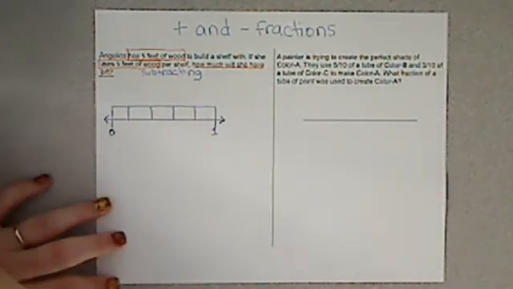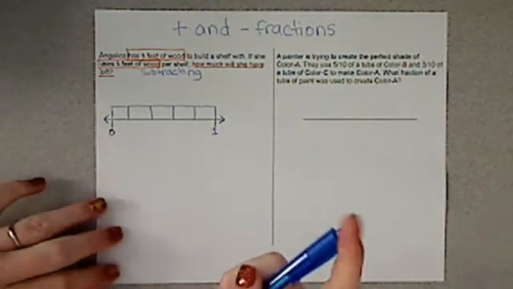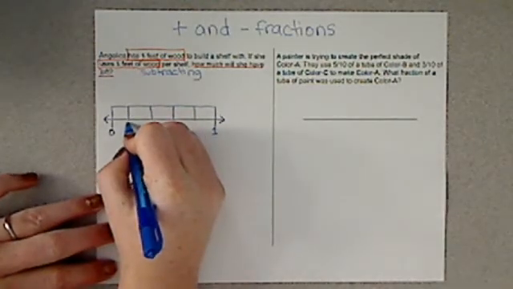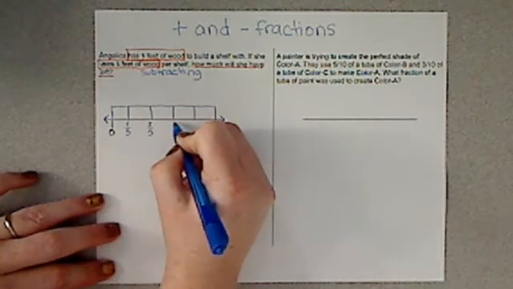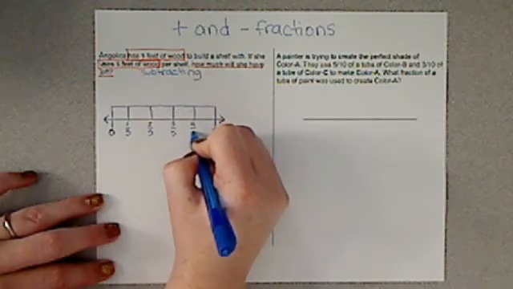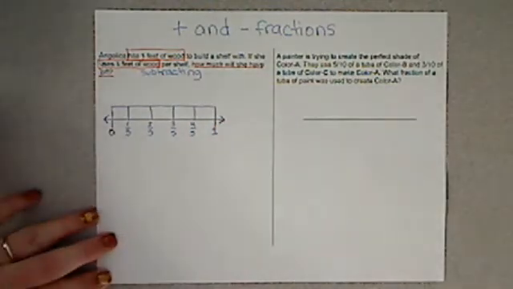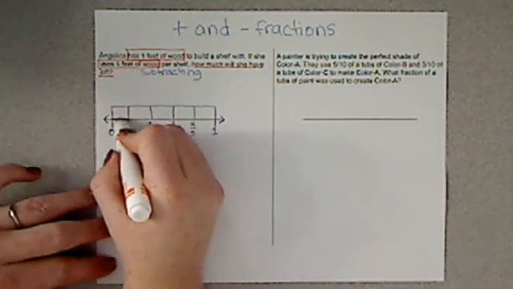So she's starting with 4/5 feet of wood. I need to label the rest of my number line. I have 1/5, 2/5, 3/5, and 4/5. I can fill in that she has 4/5 feet of wood.